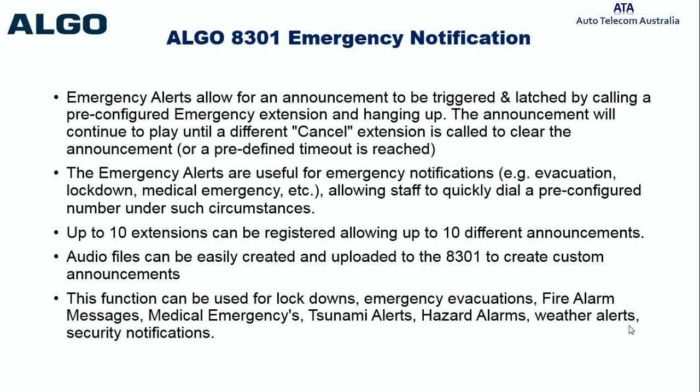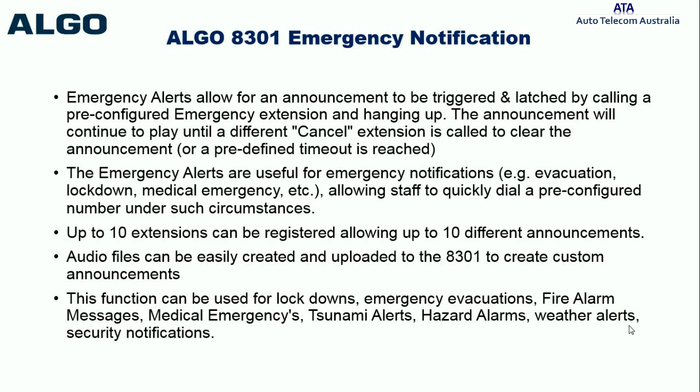So, for example, we could dial 400, and that sets off an emergency evacuation alarm for a shopping mall, for example. And that announcement, which is all pre-recorded in the Algo 8301, will broadcast across all the speakers that you've told it to do. If it's an analog paging, it'll broadcast across that. If it's multicast IP endpoints with the Algo paging speakers, it'll broadcast across whatever paging zones and or multicast you've enabled it to do.